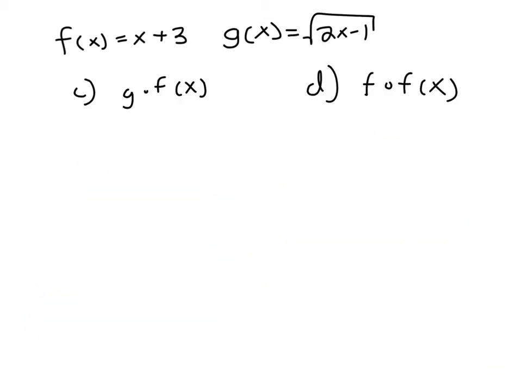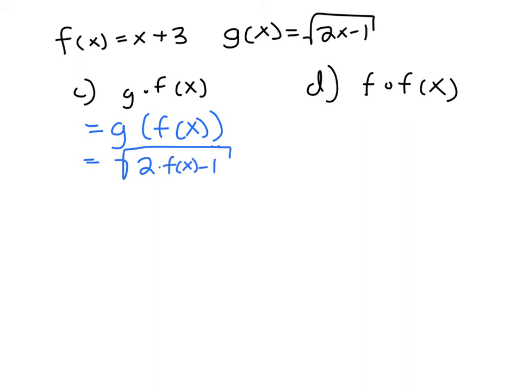Now, say we were to find g of f of x. So this one says g of f of x. First thing I'm going to do is look over to my g function and plug in f of x everywhere I see x. Wherever I see x, I'm going to plug in f of x. So this is going to be the square root of 2 times f of x minus 1.